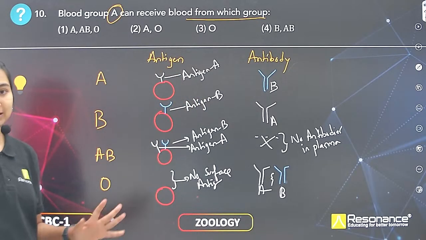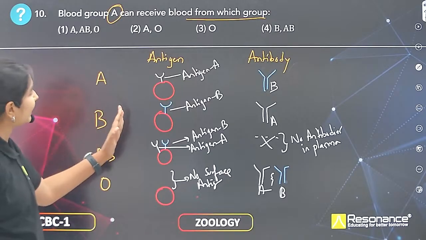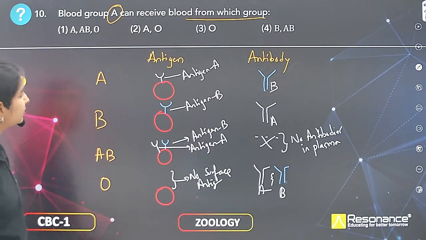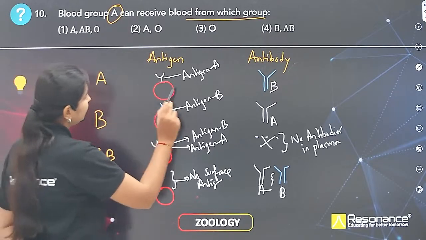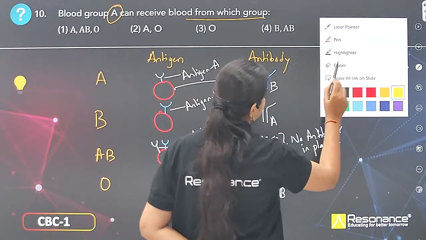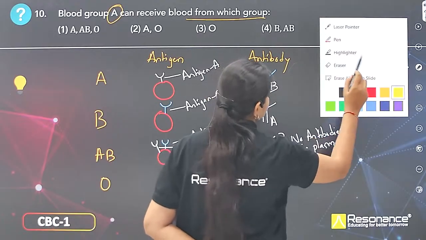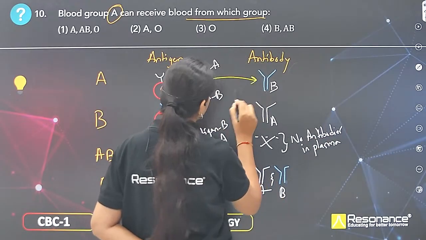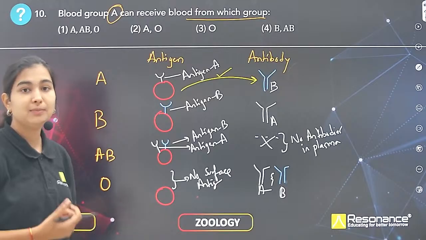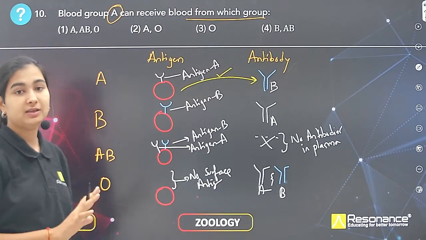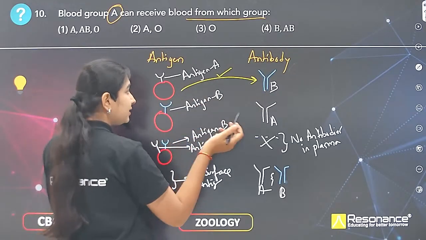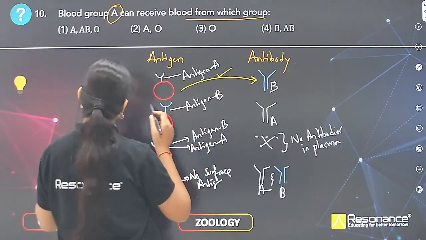Now let us quickly understand how it is. Now they are asking A can receive the blood from which blood group? Okay, so who can donate the blood to the A? Now just imagine, can A donate the blood to the A blood group? Yes, they can, because what exactly we need to consider is whether there is any clumping observed after the blood transfusion or not. So here antigen A, if it goes into the antibody in the plasma, what will happen? There will be no clumping. So yes, A can go.